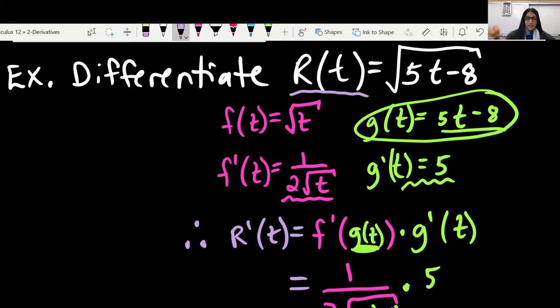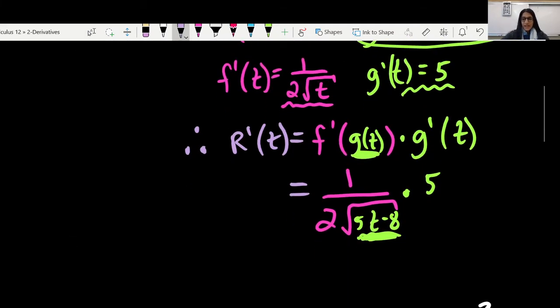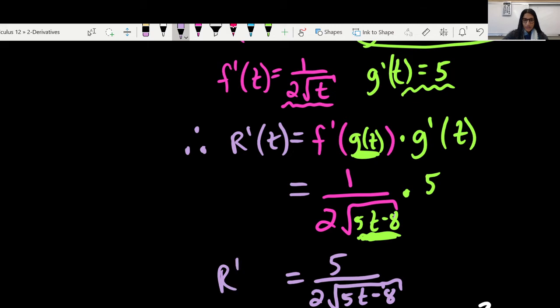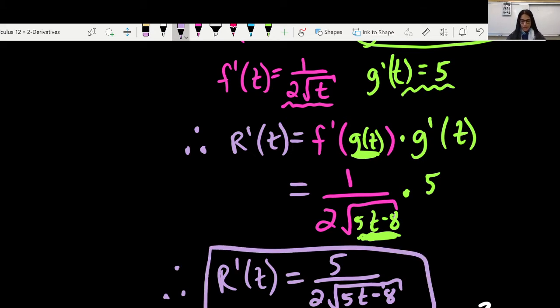And then our final step to put this all together is, of course, we like to check to see if we can simplify anything top to bottom, and we can't. So we just get 5 at the top over 2 root 5t minus 8, which is what was down here, and that is our r prime of t. So after all of this, that's going to be our final answer.